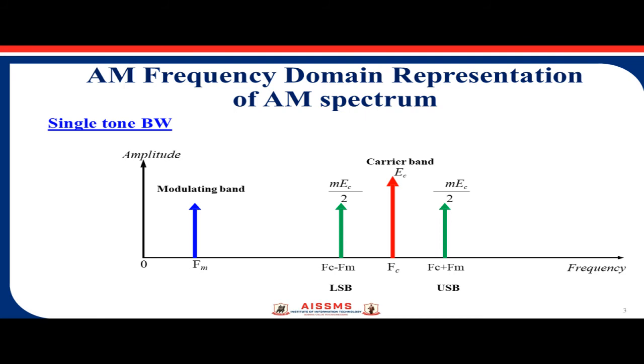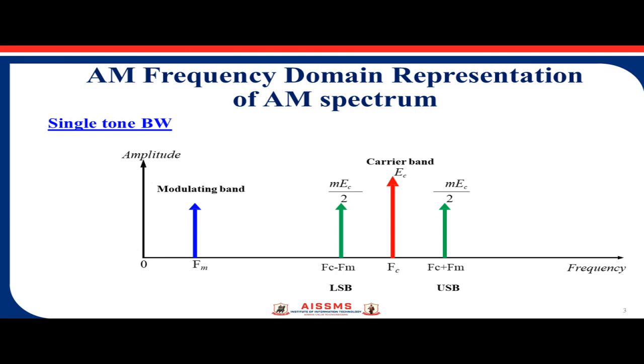In frequency domain for AM we have two side bands, FC plus FM, that is the upper side band, and FC minus FM, that is the lower side band, and the amplitude of these side bands is given by the equation MEC by 2.